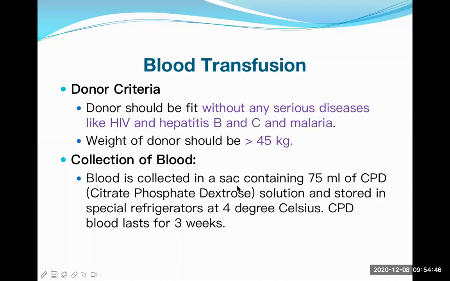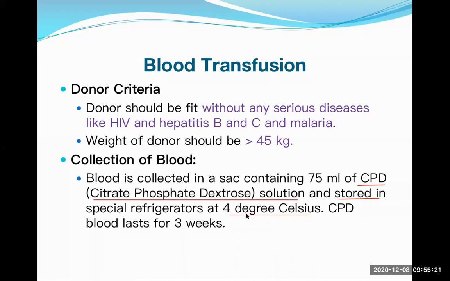The blood is collected in a sack containing 75 ml of CPD. You may be wondering, what is this CPD? Now see here. This CPD is citrate phosphate dextrose solution. It is already there in the sack, and blood is collected there. So the blood and the CPD will mix with each other, and it is stored in a special refrigerator at 4 degrees Celsius. So we need to maintain this temperature there.